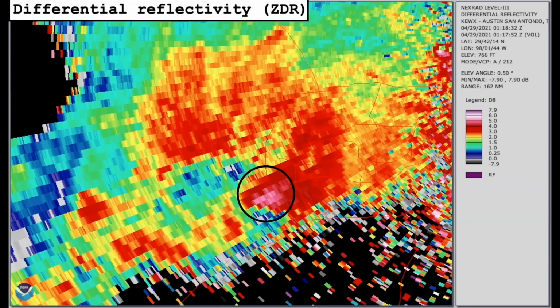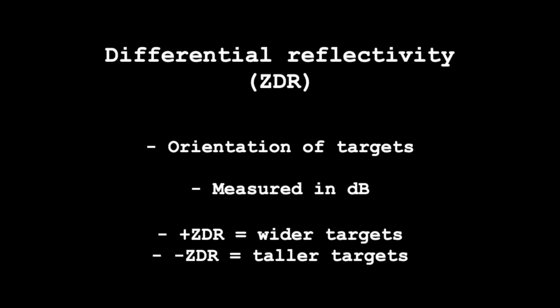Highly positive ZDR values suggest that targets are much wider than they are tall, such as large raindrops that flatten out as they fall. The opposite is true for highly negative ZDR values. They indicate targets that are much taller than they are wide, such as falling ice crystals or elongated snowflakes. Highly negative ZDR values are quite rare in severe weather situations.